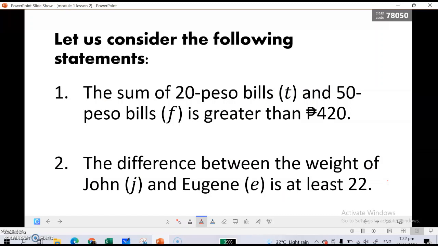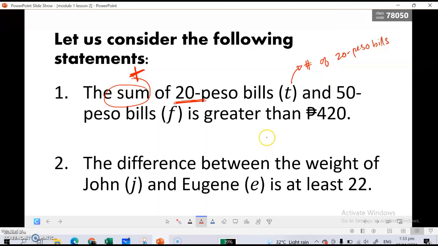Okay, let's consider the following statements. The sum of 20 peso bills and 50 peso bills is greater than 420 pesos. So, sum. Pag sum, that's addition. Right? So, 20 peso bills, nakalagay dyan, may 20 peso bills ka, tigbe 20. Etong T, this would be the number of 20 peso bills. Okay, yung bilang ng 20 peso bills.